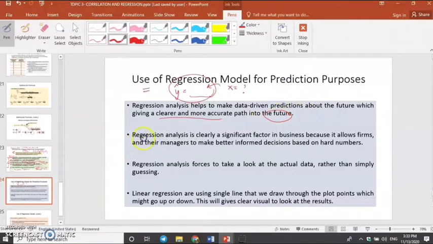And then the next one is regression analysis is clearly a significant factor in business because it allows firms and their managers to make better informed decisions based on hard numbers. So we can make decisions based on the result. Okay, regression analysis also forces us to take a look at the actual data rather than simply guessing. We cannot just guess. We have to really work on that data, then we get the conclusion. So last one, linear regression uses a single line that we draw through the plotted points, which might go up or down. This will be a clear visual to look at the result.